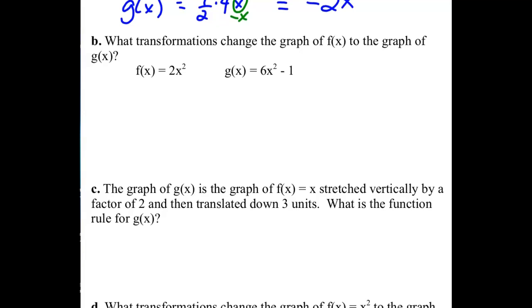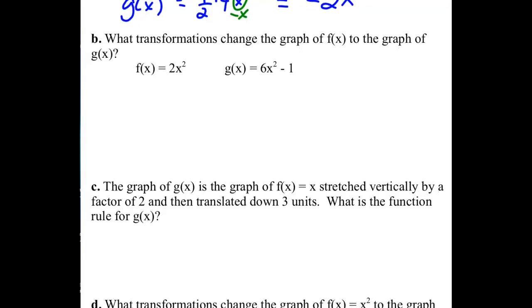I'm going to pause the recording here for a minute, let you guys talk about this one. It says, what transformations will change the graph of f of x into the one of g of x? So we want to take a 2x squared and turn it into a 6x squared minus 1. Talk at your tables about what was done to that. So what did you come up with? What are we doing to 2x squared?